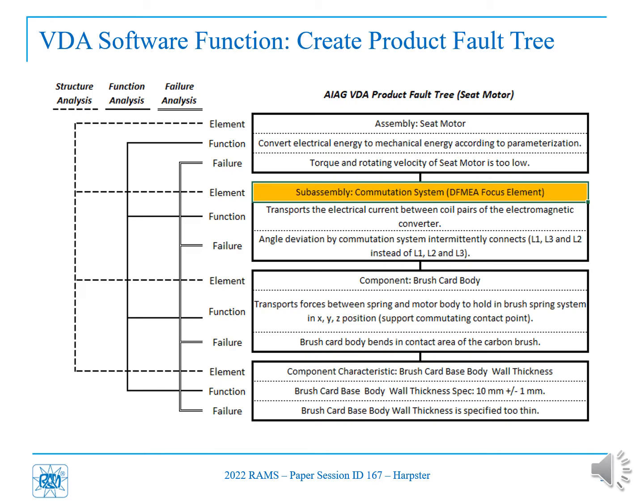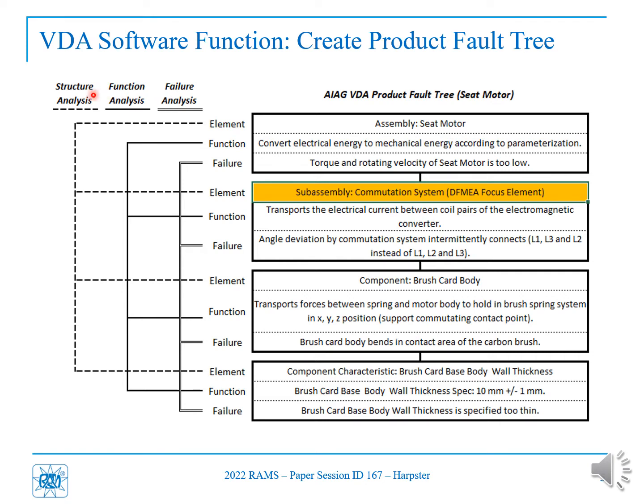The foundation of the VDA DFMEA methodology, which again is software-based, is the product fault tree. The product fault tree is created by creating and performing 3 different analyses. The first analysis is the structure analysis. The second analysis is the function analysis. And the third analysis is the failure analysis.